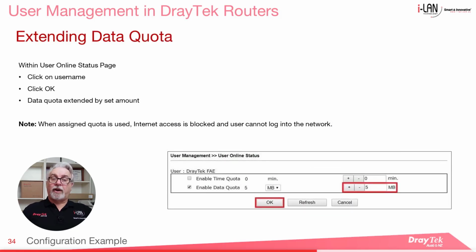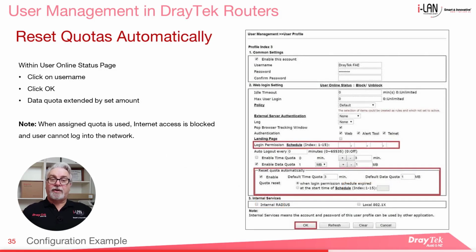And once again, if you want to increase that amount at that time, you can click on the username to go to a page where you can give the user more data immediately. Once you've increased it to the amount that you want, just click OK for it to happen. Otherwise, once the user runs out of the assigned data quota, their internet access will be blocked and they won't be able to log into the network until the quota is reset. If both time and data quota are used simultaneously, then the router will stop providing internet access whichever one runs out first.